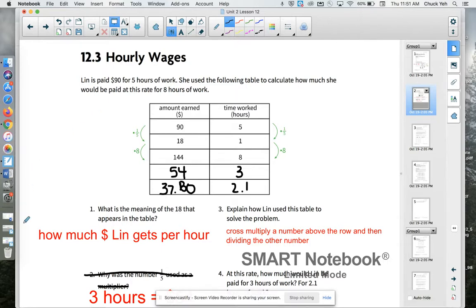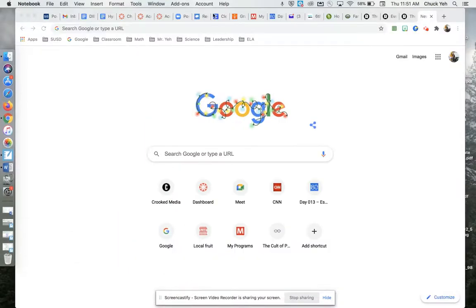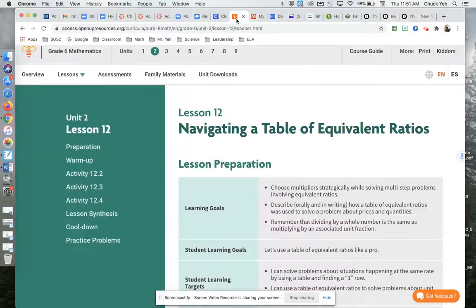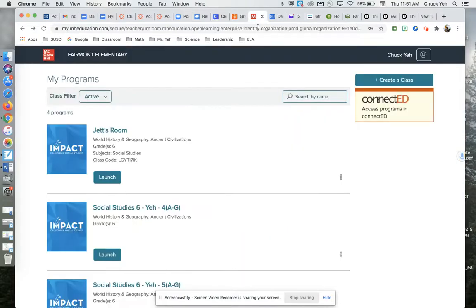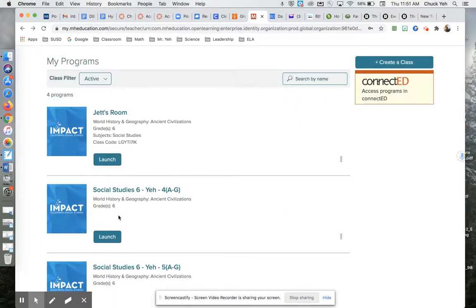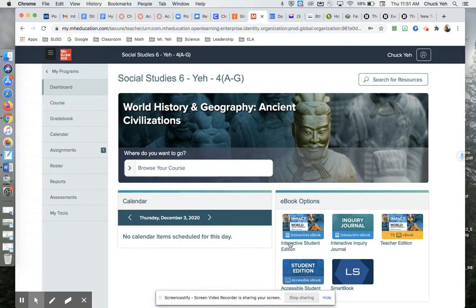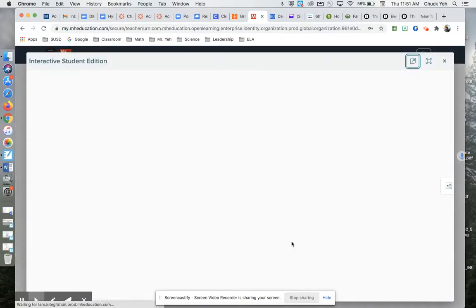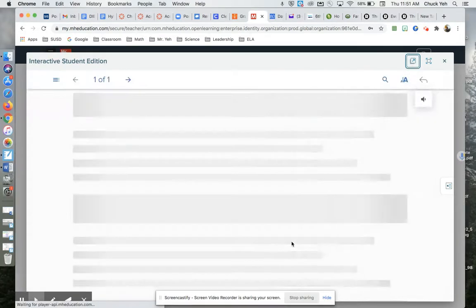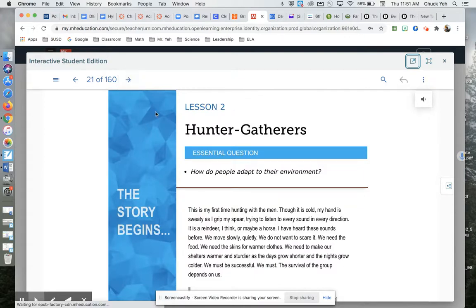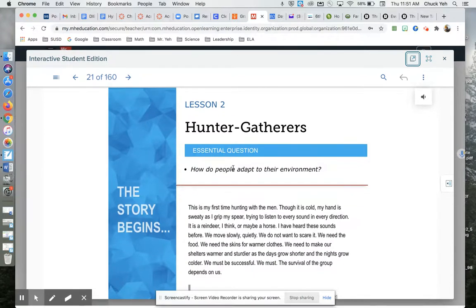Okay, student task statement. I wanted you guys to have time to work on your notebook check, and then also your social studies questions. Again, if you want to go to your social studies, okay, so you go on McGraw-Hill, you click on lunch, and then you click on the interactive student edition. And then you go to slide 21. Scroll all the way down.